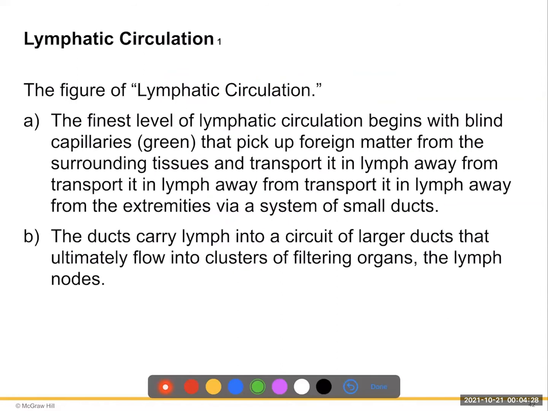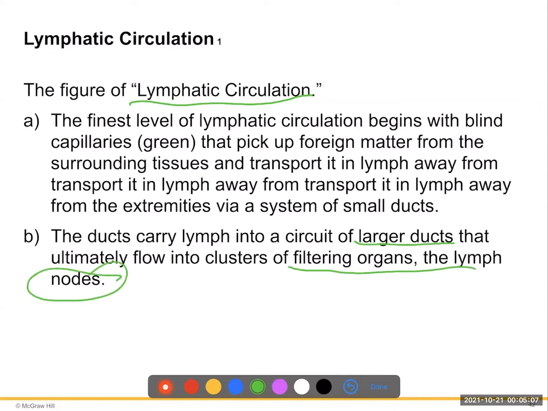Okay. So what this shows for lymphatic circulation is that the finest level of lymphatic circulation begins with blind capillaries. They pick up foreign material from surrounding tissue and transport it in the lymph away from the extremities through a system of small ducts. Just like in our capillary system, these are small lymphatic ducts, and they transport the foreign material away from the affected site. These ducts carry lymph into a circuit of larger ducts that ultimately flow into clusters of filtering organs called your lymph nodes.